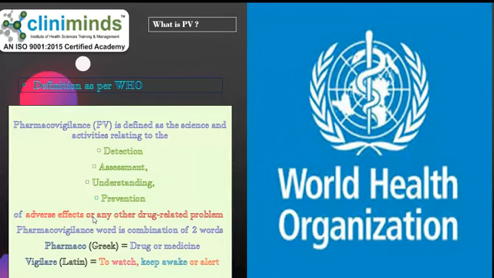Then detection and assessment. Assessment can range from a non-serious event to a serious event. We need to understand some important criteria to define any adverse event as serious. We have death, life-threatening, hospitalization or prolongation of hospitalization, disability, permanent disability or persistent incapacity. Then we have congenital anomaly or birth defect as another criterion. Then we have important medical event.